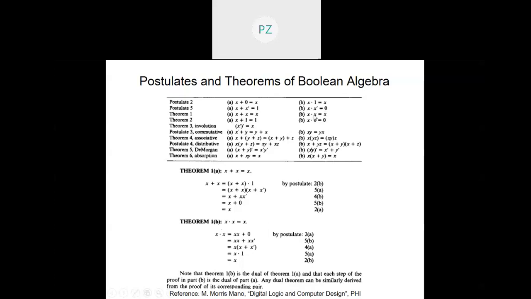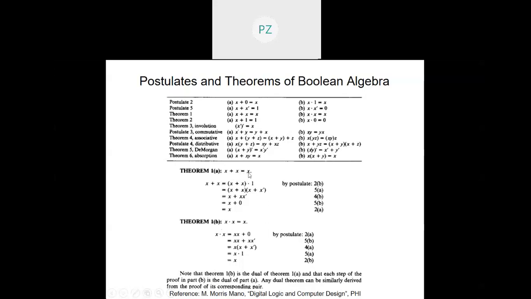The dual, as I have stated earlier, you replace plus by dot, and since there is no identity element, no need to do that. So the dual of it will be x dot x is equal to x, again a departure from ordinary algebra, because in ordinary algebra x dot x will be x square. Now let us try to prove this theorem first.